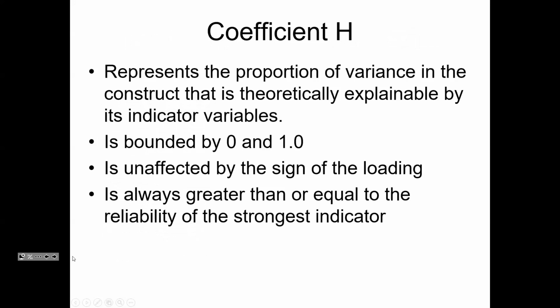So again, coefficient H really tells us about the proportion of variance of the construct that's theoretically explainable by the indicator variables. It's bounded by 0 and 1. If you look at the formula, because we're squaring everything, it's unaffected by the sign of the loading. So if you have some negative loadings and some positive loadings, you don't have to worry about that. Unlike Cronbach's alpha or other estimates of reliability, where you better make sure you reverse score stuff before you compute a reliability estimate normally, in this case, because we're squaring everything, the sign of the loading doesn't matter. So we don't have to worry about reverse scoring before we estimate this.